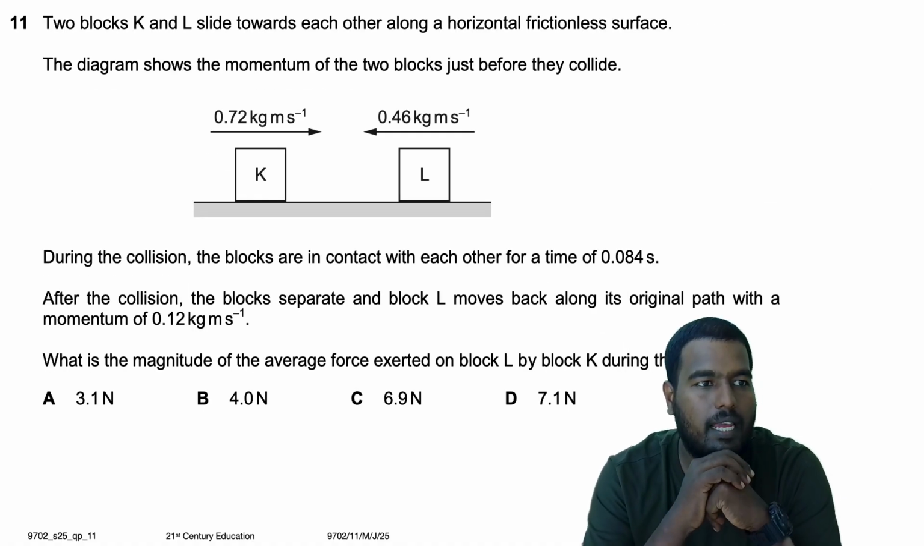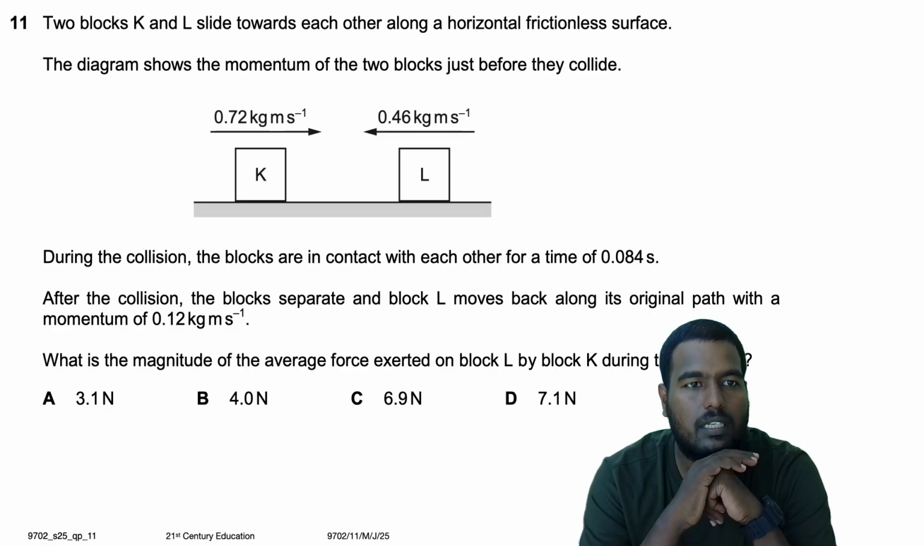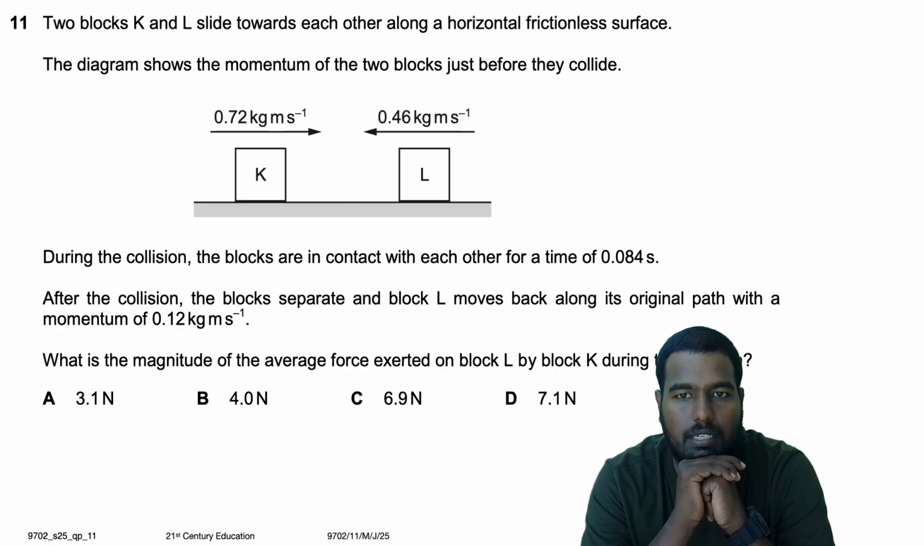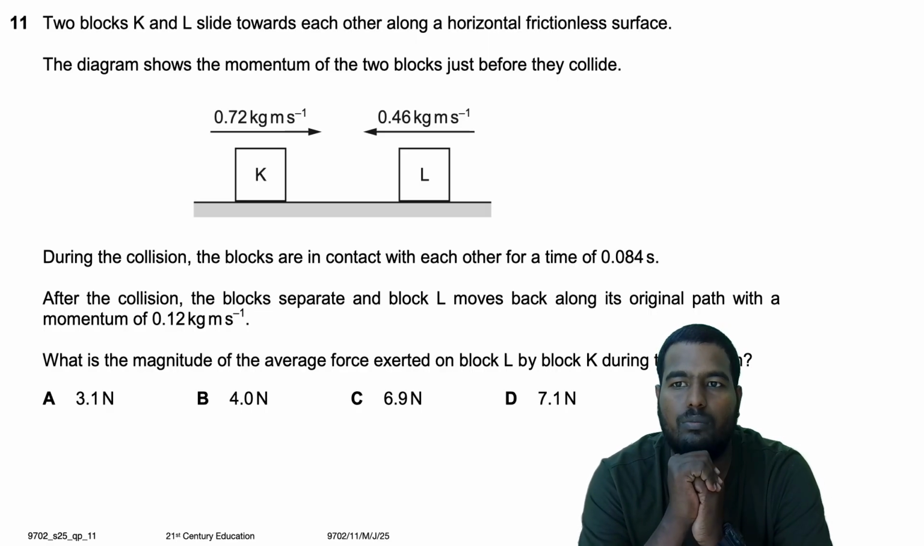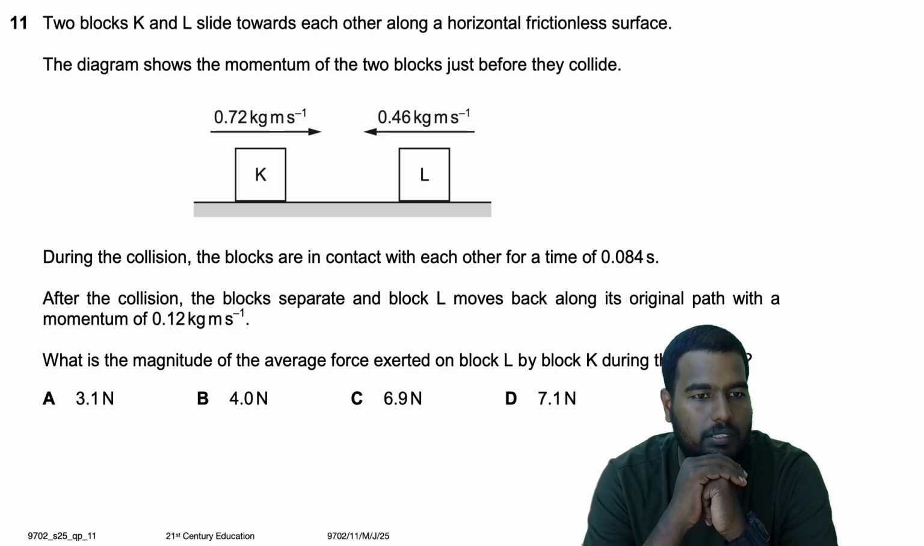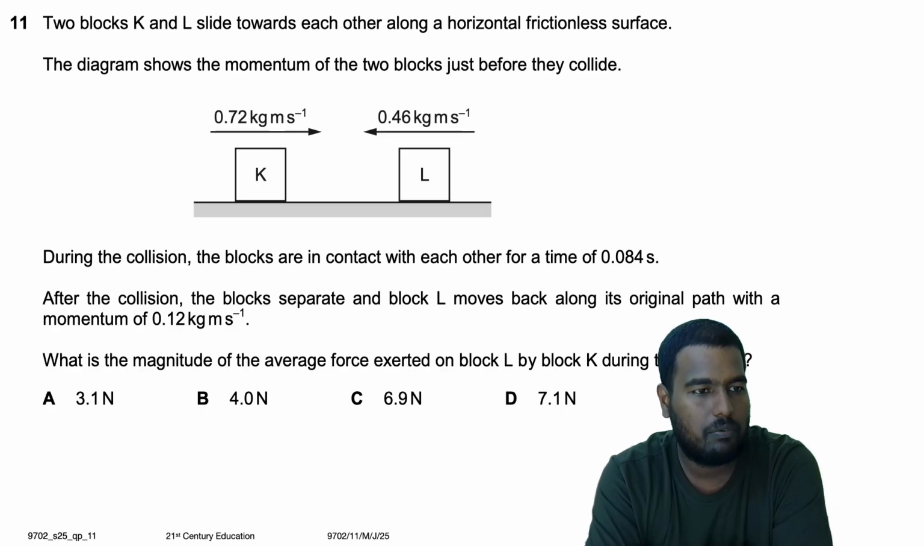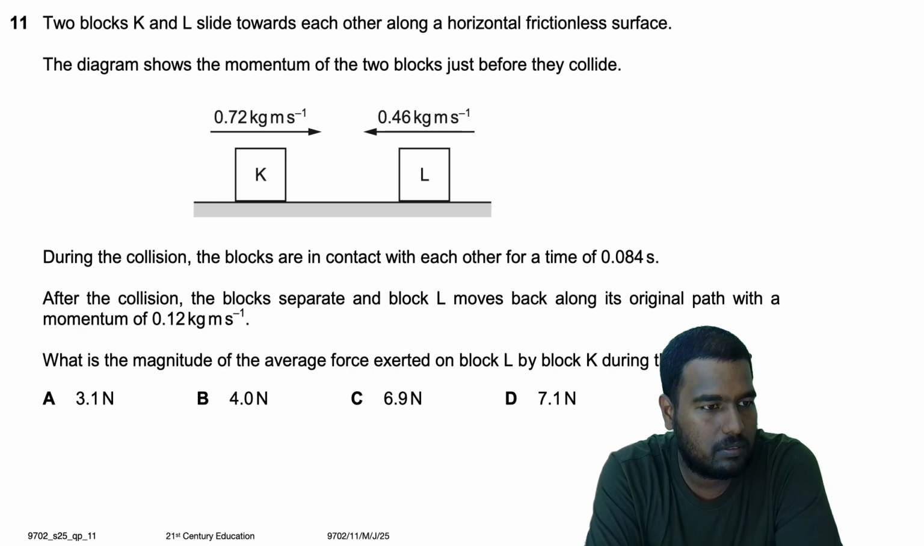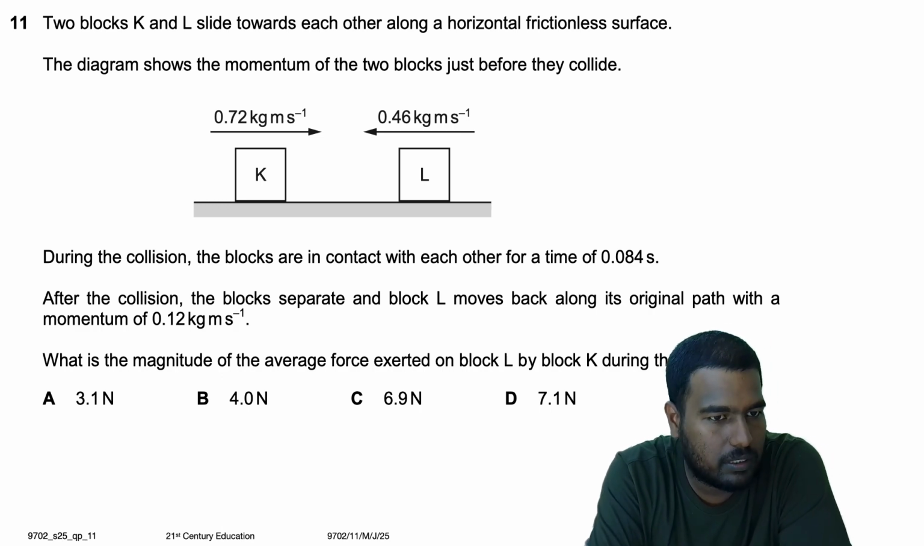Two blocks K and L slide towards each other along a horizontal frictionless surface. The diagram shows the momentum of the two blocks just before they collide. During the collision, the blocks are in contact with each other for 0.084 seconds. After the collision, what is the magnitude of the average force exerted on block L by block K? Okay.